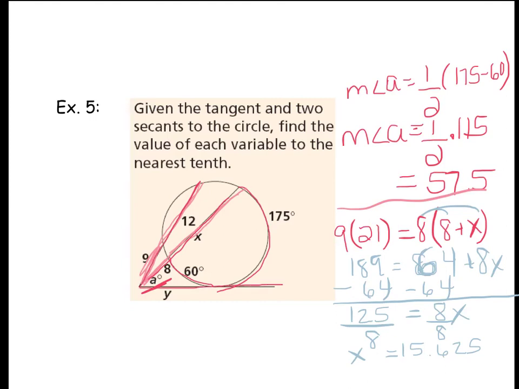And last but not least, we can do either the 9, I'll do the 9 and 12, and then the y's. So a similar situation, we have the same thing here, 9 times 21, the whole line is 21, equals, since we just have a tangent line there, remember it's just y squared. The whole thing times the outside piece is y times y. So we get 189 equals y squared, square root both sides, and you end up with approximately 13.75.